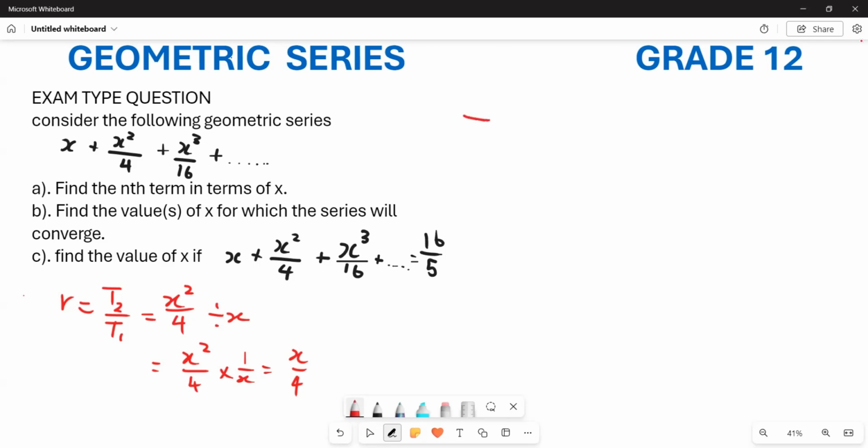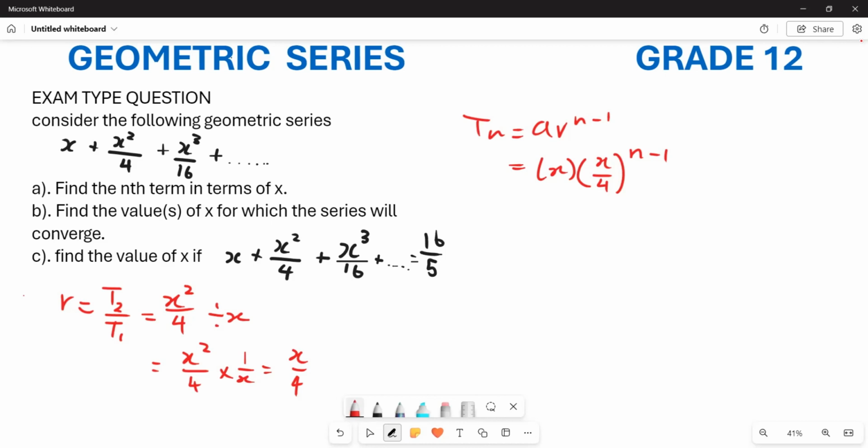If x over 4 is your ratio, then Tn is equal to ar to the power n minus 1. Now, what is the value of your a? The value of a that you are given is x. And the value of r is x over 4, isn't it so? Then what is going to be the n? This is the same as n minus 1. Are we together? So this is going to be your nth term in terms of x. If you've done like that, then problem solved.